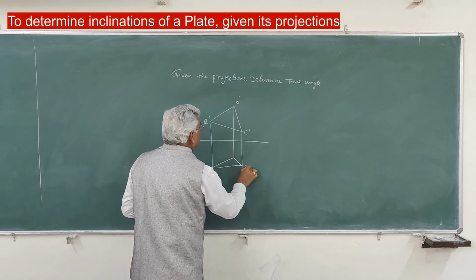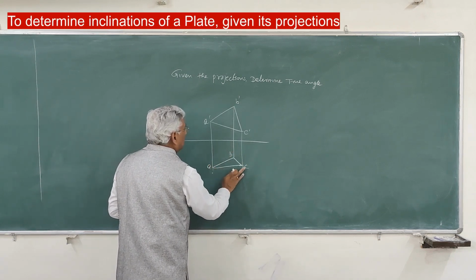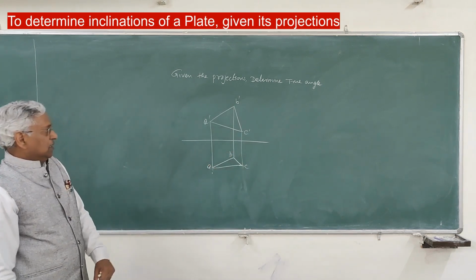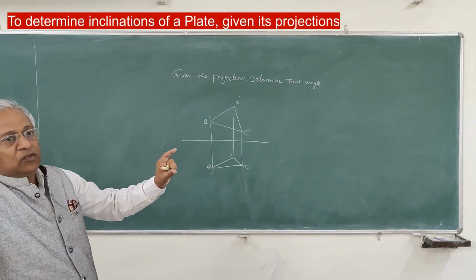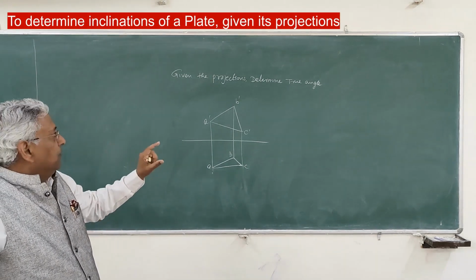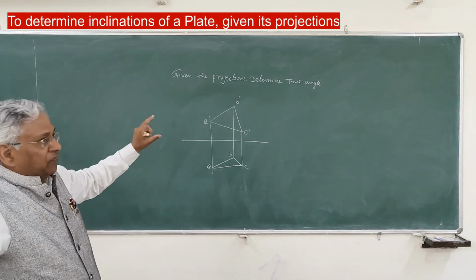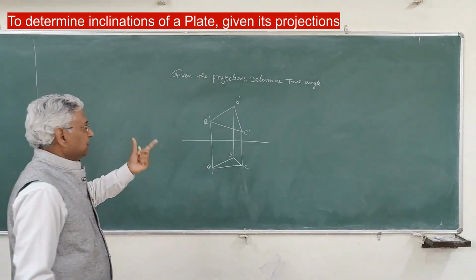Let us say C, B and A. These are the projections of a plate ABC, which is inclined to both the reference planes. The question is to determine angles alpha and beta, the angles made by the plate with the reference planes. And here you can use several methods.